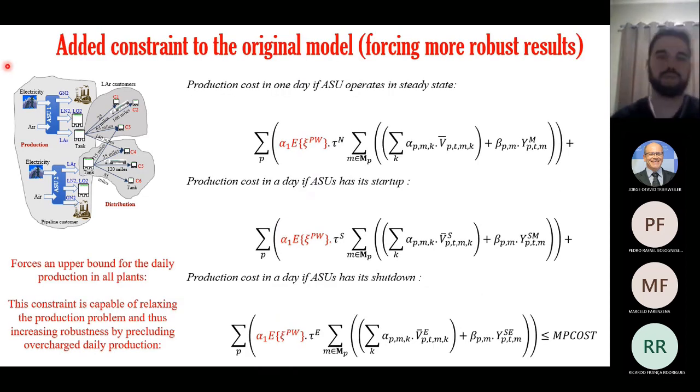Here, to use this framework and to naturally increase the robustness of the problem, I added a constraint to the original model, forcing more robust results. This constraint forces an upper bound for the daily production in all plants. It is capable of relaxing the production problem and thus increasing robustness by precluding overcharged daily production. It's basically what it is doing.